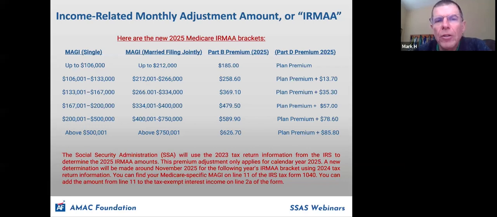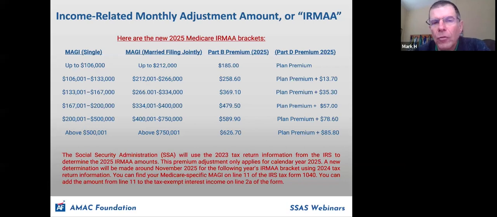You can see the tiers. They're going to look at your MAGI, which is your modified adjusted gross income, single and joint filing. You can see there's different brackets depending on the type of tax return you file. If you're under $106,000 single filer, under $212,000 joint filer, there's no IRMAA increase. It's $185 a month starting next year. And then you can see the other IRMAA tiers, depending on what your MAGI amounts are, will dictate your Part B premium. So first tier, it's the $185 plus the surcharge, which brings you up to $258.60.